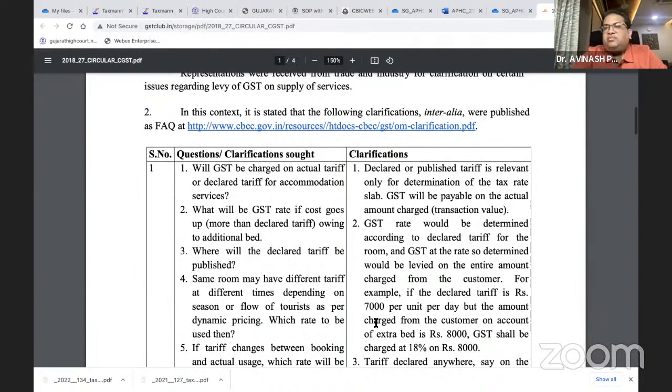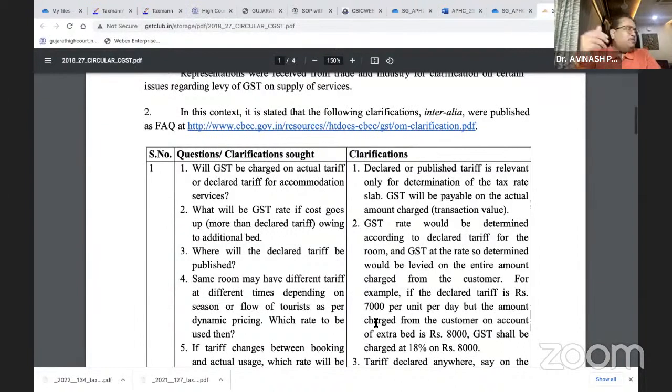So the answer is, declared or published tariff is relevant only for determination of the tax rate slab. GST will be payable on the actual amount charged, that is the transaction value, because the concept of GST is very clear. Section 15 of the law is very clear that it has to be charged on the transaction value. So if the transaction value is less than the declared tariff, maybe because some discounts or other benefits are given, then it is very clear that whatever is the actual transaction value, only on that the tax has to be paid. But for determination of the rate of tax which is applicable, declared tariff will be relevant.